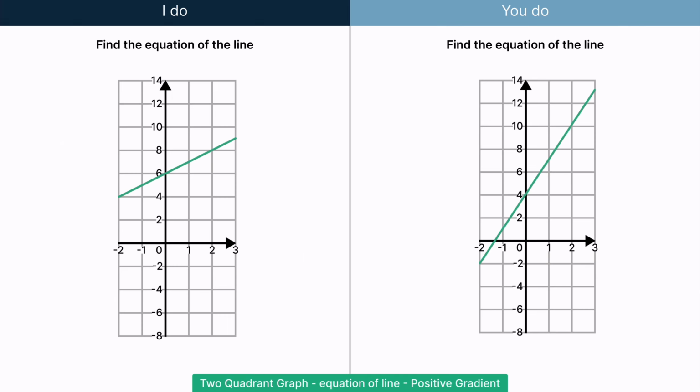So moving on from there. So we're now looking at 4 quadrant graphs. Okay. So these are graphs that have 4 quadrants. It's got 1, 2, 3, 4 quadrants. But the exact same approach applies, right? Y is equal to mx plus c.